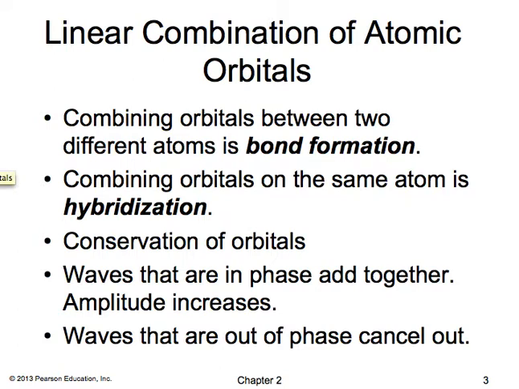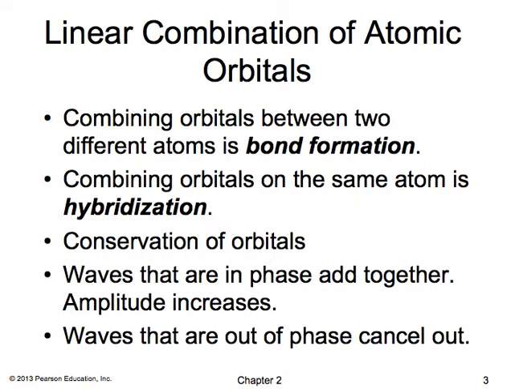Linear combinations of atomic orbitals: these combine orbitals between two different atoms. When you do so, this combination is bond formation. Combining orbitals on the same atom is known as hybridization, and there's usually conservation of orbitals. Waves that are in phase add together and the amplitude increases; waves that are out of phase cancel out.